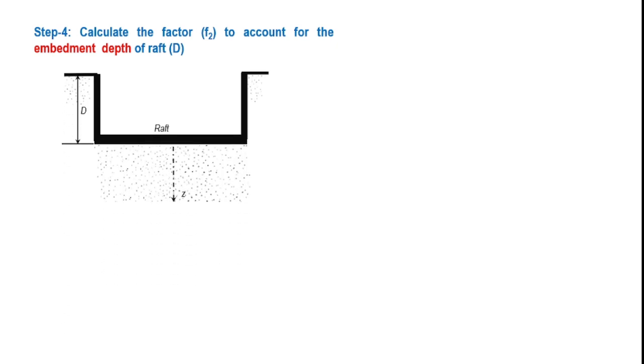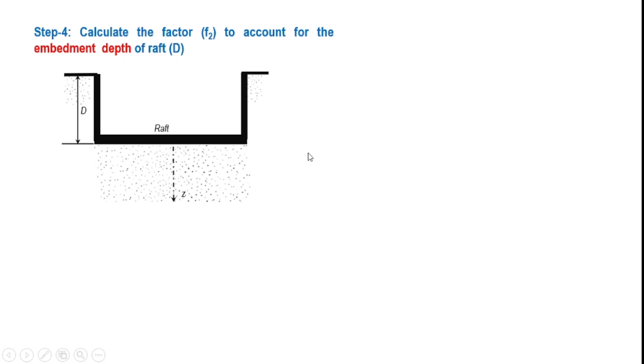Remember, in step 2, we assumed that the raft is supported on the surface of the ground. But in the actual situation, we know that the raft is supported at an elevation D below the ground surface. And this embedment depth D will have an influence on the computed stiffness.